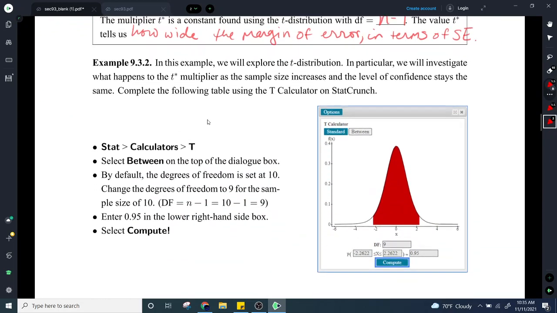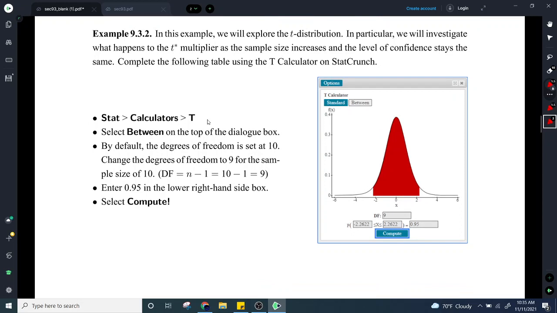All right, so in this example, let's look a little bit more at this t distribution. We'll investigate what happens to the t star multiplier as the sample size increases and the level of confidence stays the same. So we're going to use StatCrunch to do this.